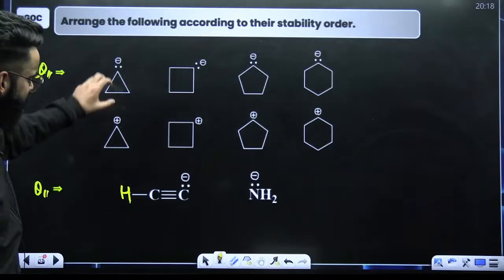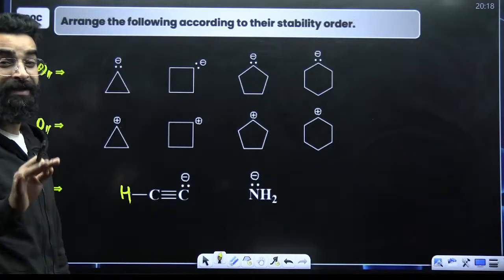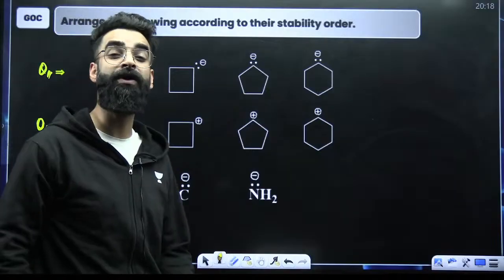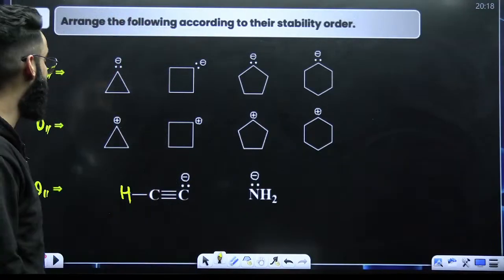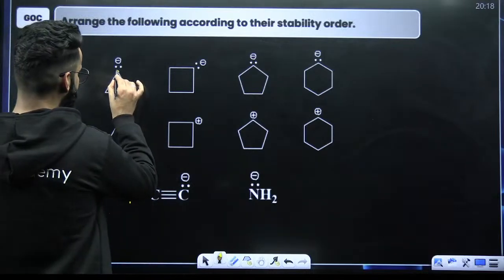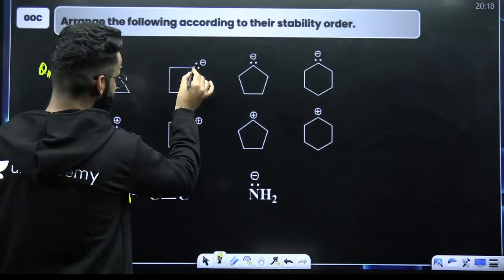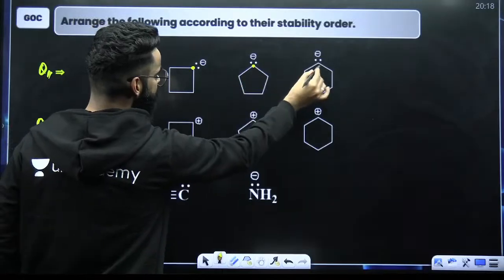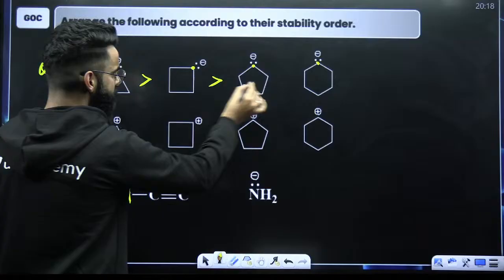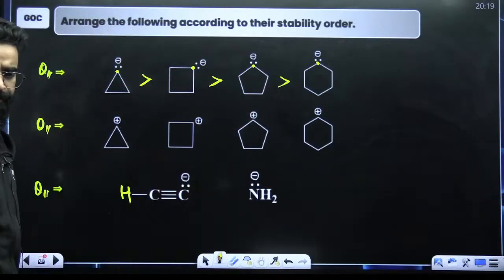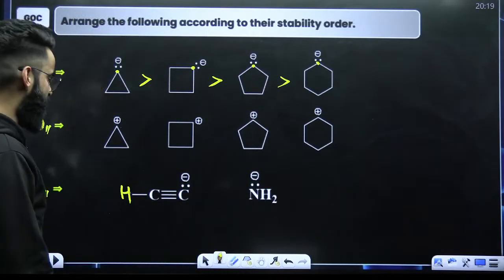If you talk about the first ring, only 3 carbon atoms are here. So there is more angle strain. And more angle strain means more electronegativity of the atoms. So this particular carbon here would be more electronegative than this one, then this one, then this one, right? And you know negative charge is more stable on more electronegative. So this is going to be the order over here. Perfect. Look at the next one.